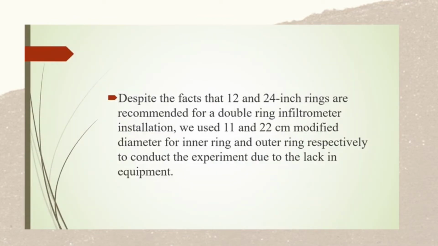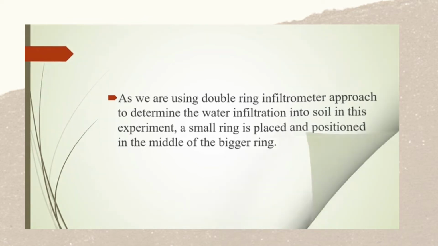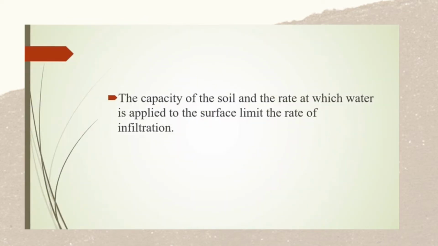Although 12 and 24-inch rings are recommended for a double ring infiltrometer installation, we use 11 and 22 cm modified diameters for the inner ring and outer ring, respectively, to conduct the experiment due to the lack of equipment. As we are using the double ring infiltrometer approach to determine the water infiltration into soil in this experiment, a small ring is placed and positioned in the middle of the bigger ring. The capacity of the soil and the rate at which water is applied to the surface limit the rate of infiltration.